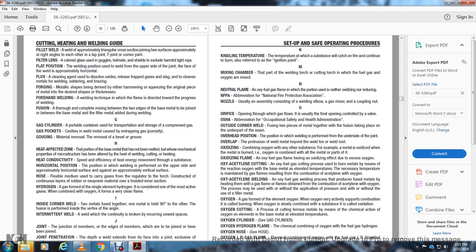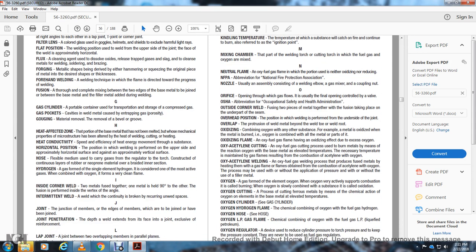Oxygen: a gas in the form of the element oxygen, which very actively supports the combustion of coal. Oxidation: the slow combining of oxygen with a substance. Oxygen cutting: a process for cutting ferrous metals by means of the chemical action of oxygen with the base metal at elevated temperatures. Oxygen cylinder: see gas cylinder. Oxyhydrogen flame: the chemical combination of oxygen with the fuel gas hydrogen.